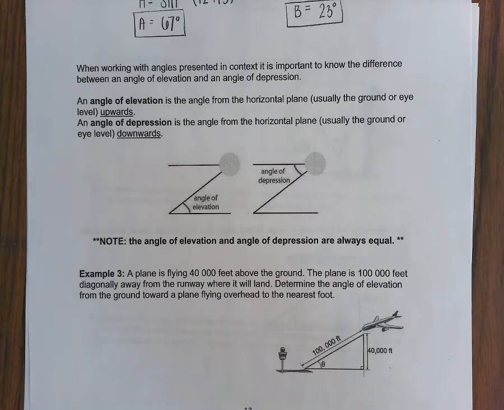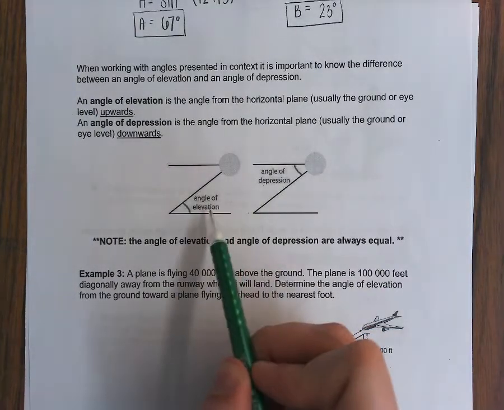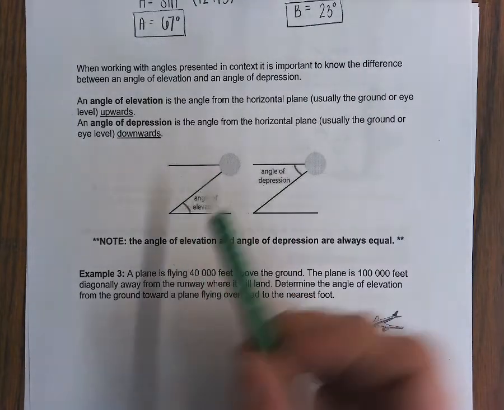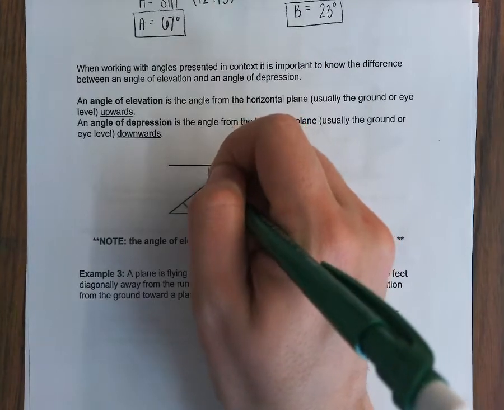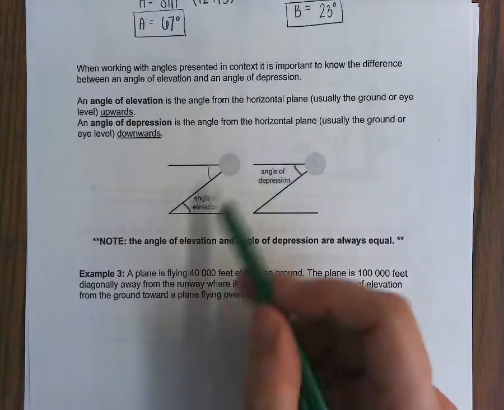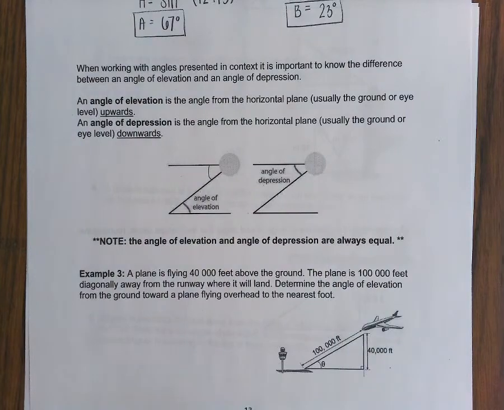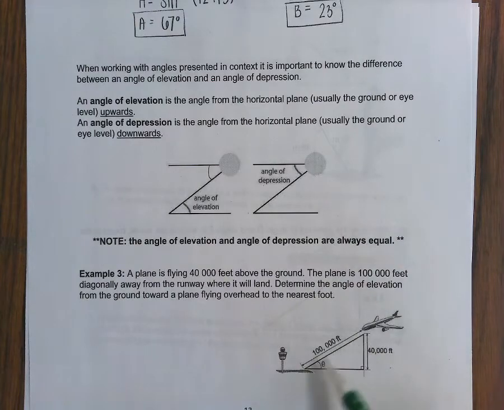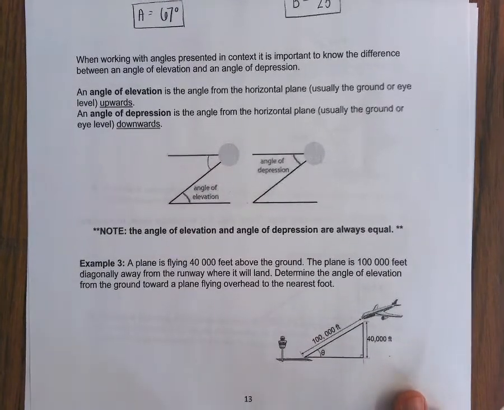Now these are always equal. So if you had an angle of elevation here that, let's say, was 30 degrees, then this angle over here, the angle of depression related to this, would also be 30 degrees. So if we look at this diagram here, it says we have a plane that's flying 40,000 feet above the ground, and the plane is 100,000 feet diagonally from the runway where it will land. Determine the angle of elevation from the ground toward the flying plane overhead.